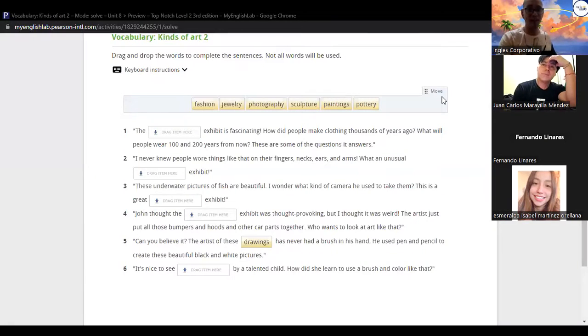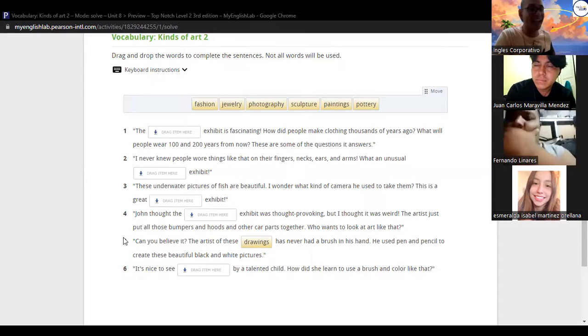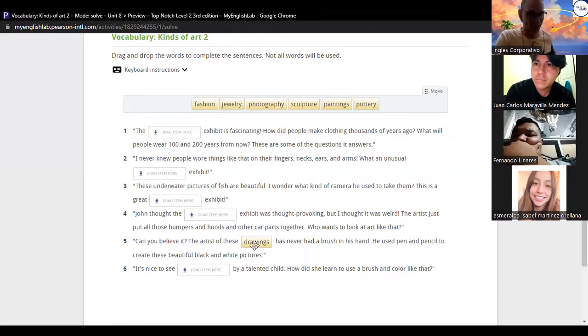So we have over here this information, guys. We are going to complete the information. For example, over here it says, can you believe it? The artist of these drawings has never had a brush in his hand. He used pen and pencil to create these beautiful black and white pictures. So the key word over here will be drawings.